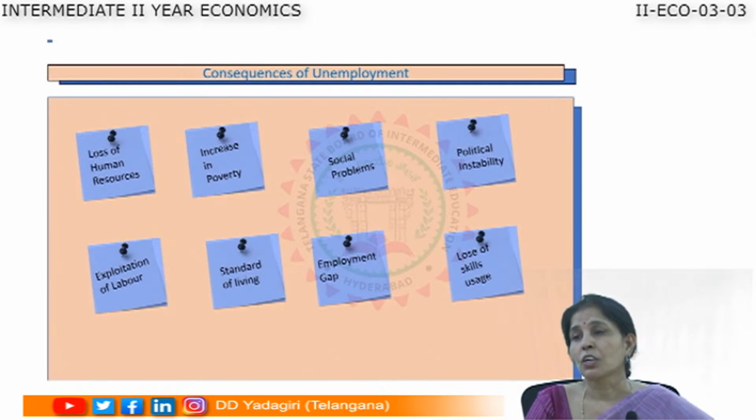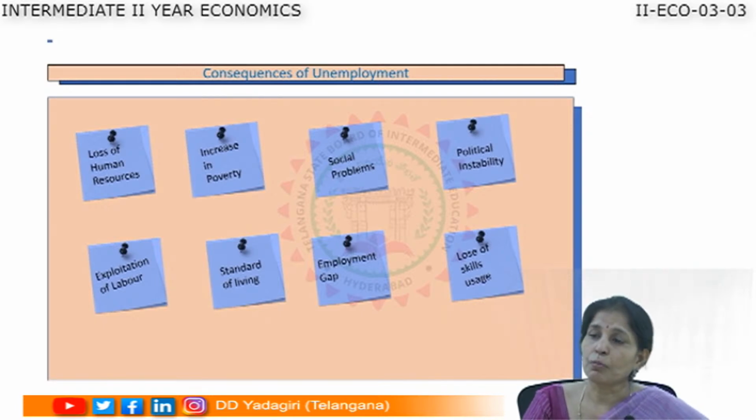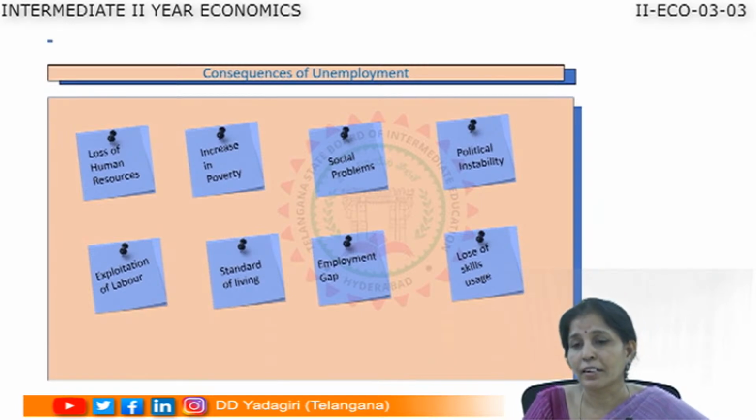The next one is social problem. A person who is not getting a job, who is living in poor conditions, that may lead to social unrest and that may lead to different social crimes. There is a possibility of having crime.